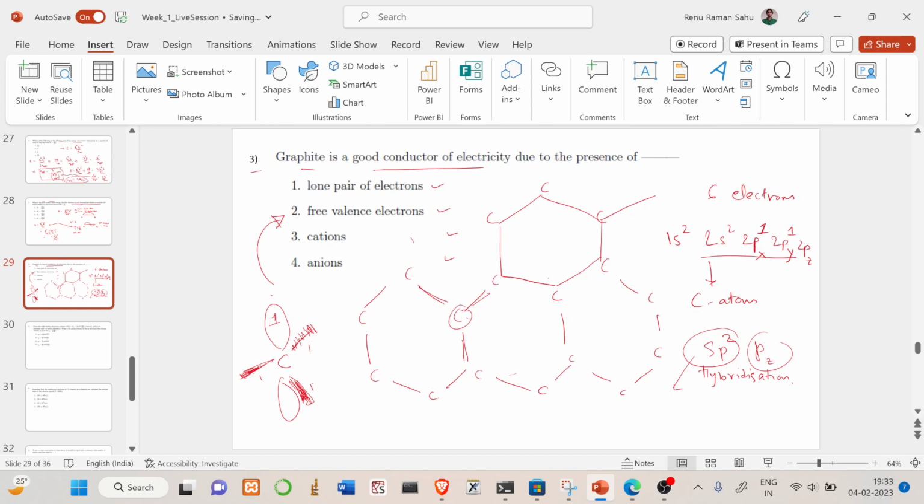So you can imagine these two lobes, one going into the screen and one coming out of the screen. For this carbon also there are 2 lobes. So these electrons can move around along the surface of the graphite. That is why graphite is a very good conductor of electricity.